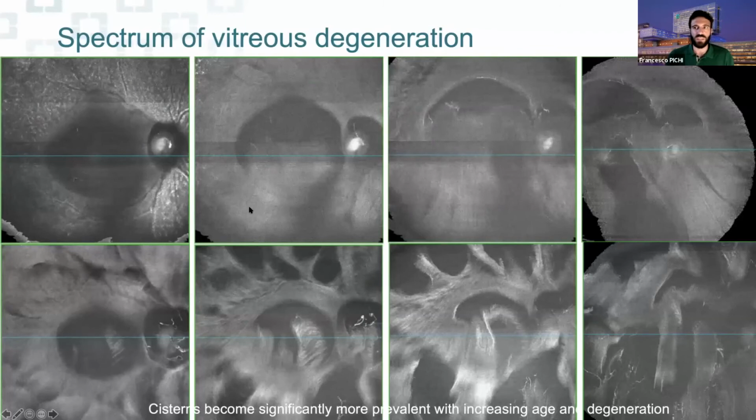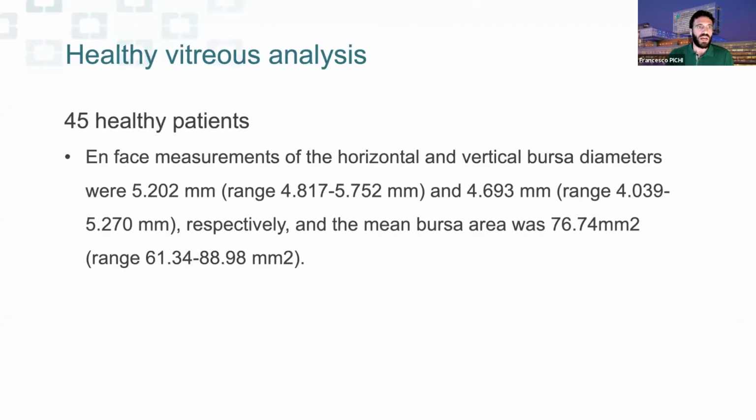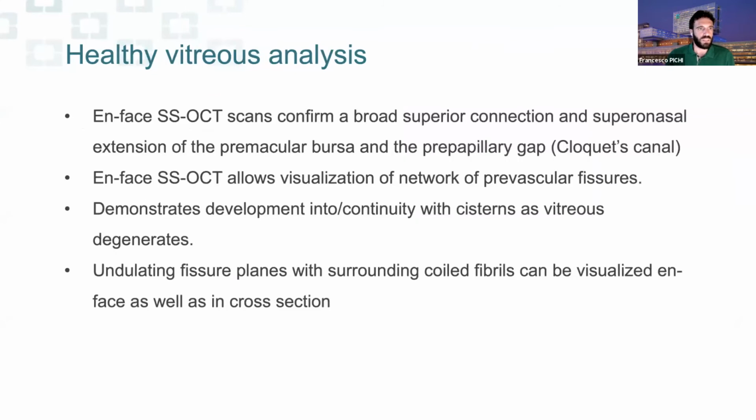And this is for you to understand how the vitreous actually degenerates, and we are able to pick it up with ANFAS OCT. Now, in the 45 healthy patients, we measured the diameters of the bursa and the Cloquet canal. Here are the measurements, but that's not really important. What's important is that with the ANFAS swept source OCT, we were able to visualize both the bursa, the Cloquet canal, and this gel separation between the two of them.